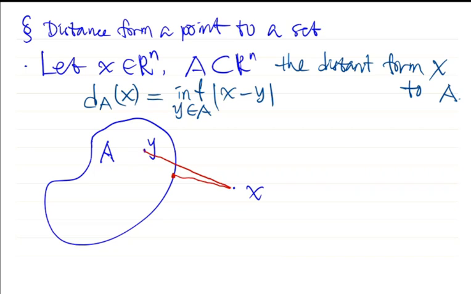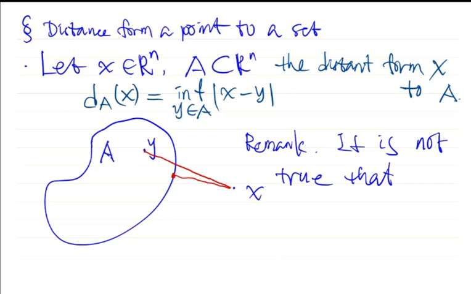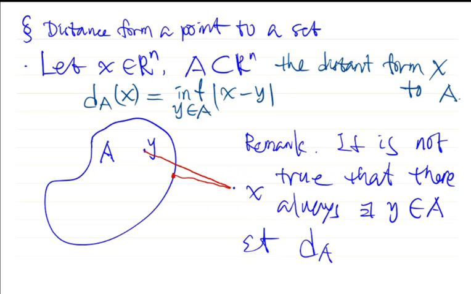I remind you to note that there might not necessarily exist... it is not true that there always exists y belongs to A such that this distance is the distance from x to y. Such a y might not exist; it might exist or might not. So this is the concept.